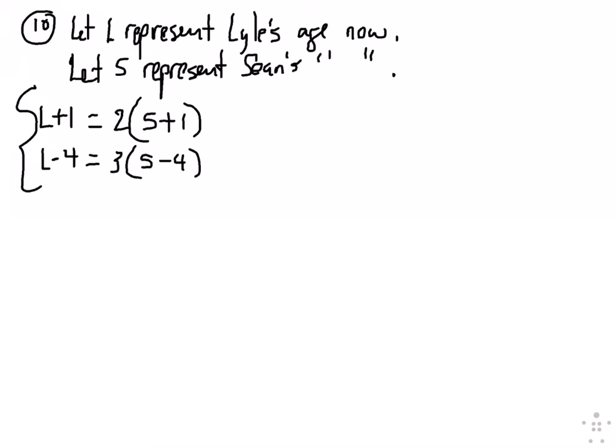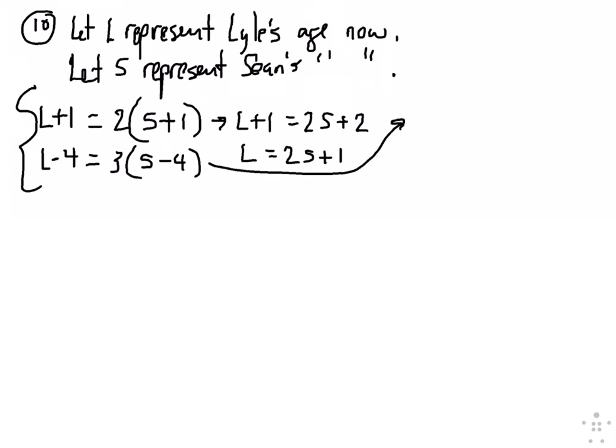Okay, so we have to simplify both of these in this case, right? So the first one is L plus 1 equals 2S plus 2. L equals 2S plus 1. So that's the first equation. Now I'm going to do this one over here, right? So we get L minus 4 equals 3S minus 12, distribute. L equals 3S minus 8.